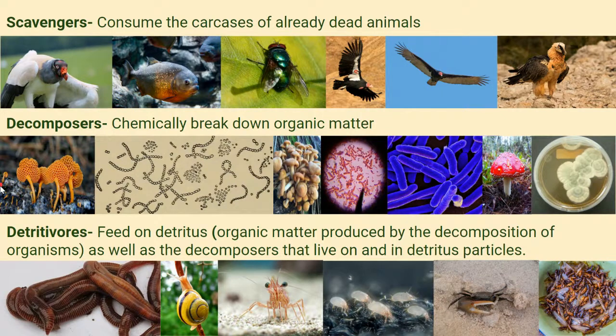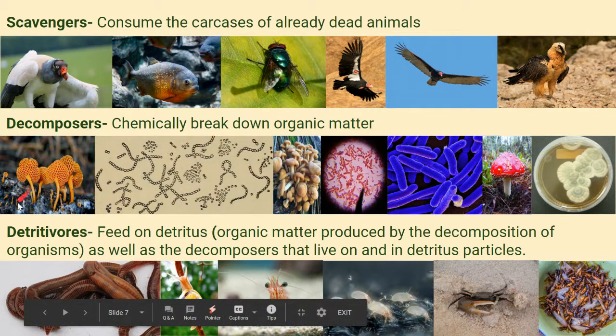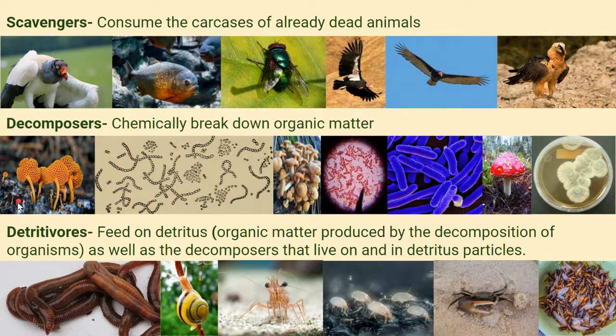We also have decomposers. Decomposers chemically break down organic matter. So if something dies, or even if leaves fall to the ground, decomposers chemically break that down to get the energy from it. So when we think about decomposers, it's usually things like fungi, mushrooms, and bacteria.